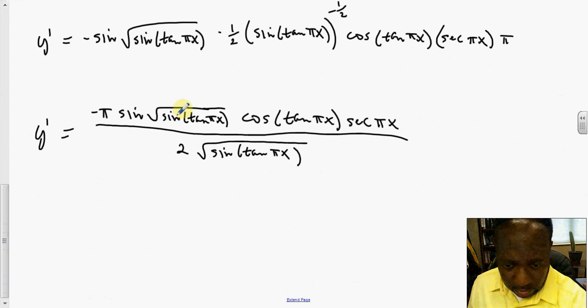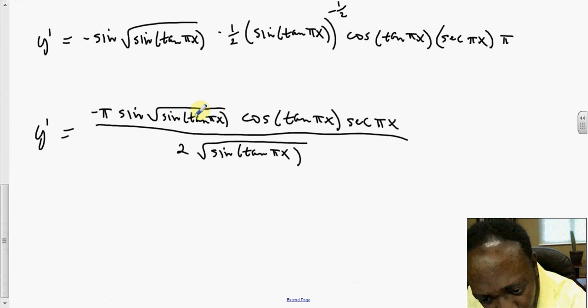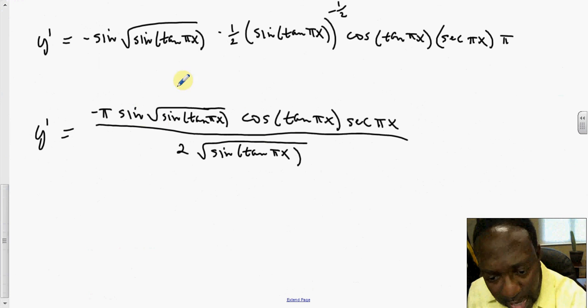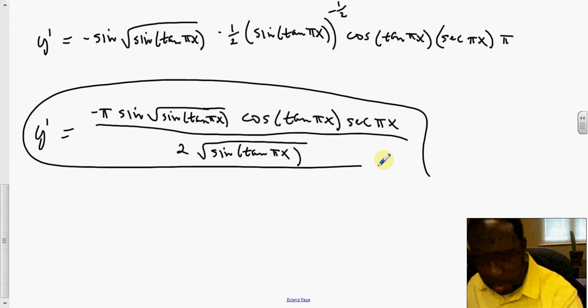Can we cancel the sine of the square root of sine tangent pi x, or can I cancel this square root out with this square root? No, because this is the sine operating on this radical. This is just a radical, so they're totally different. This is a sine value, right? This is the square root of something else. So this is the answer. Thank you.